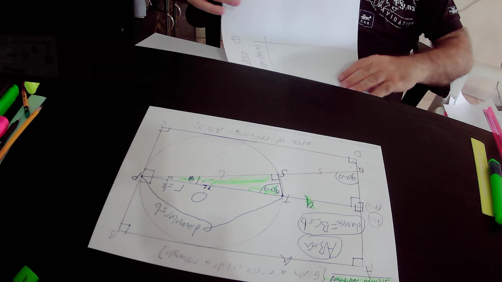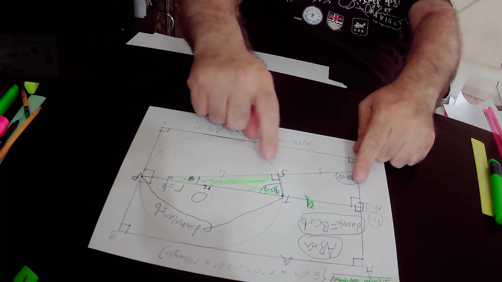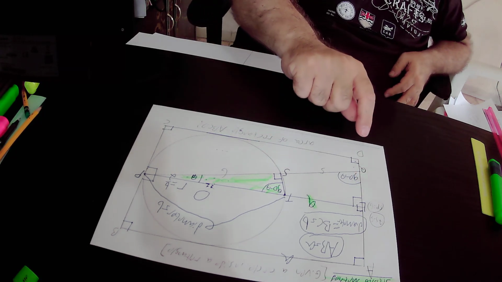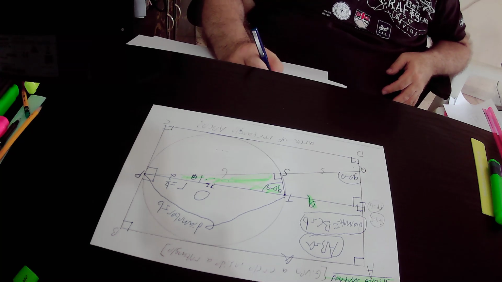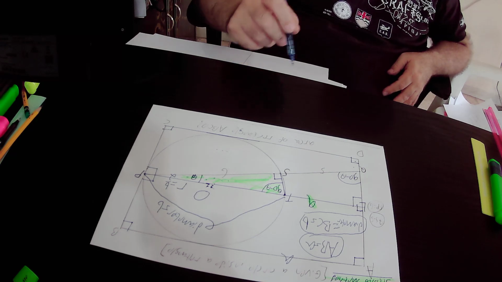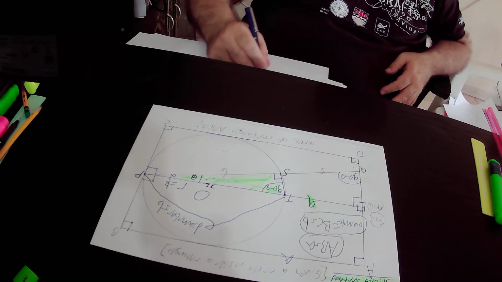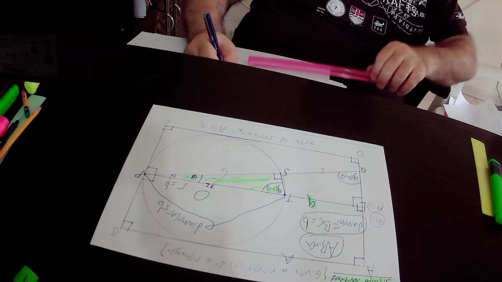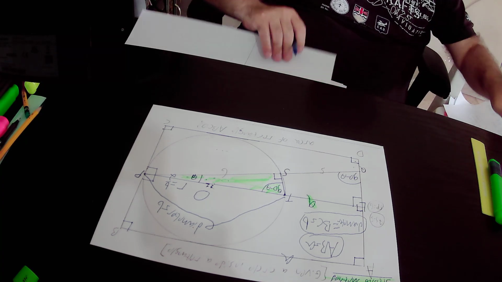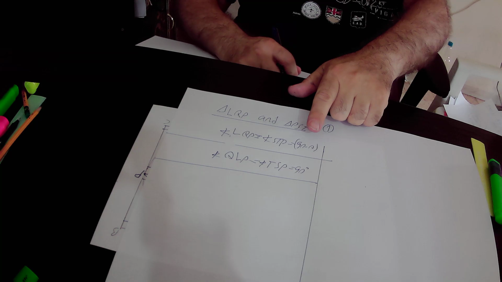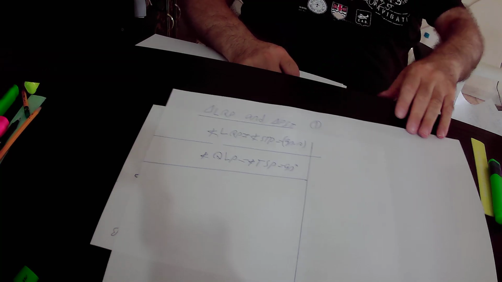In addition, those two angles, they are both equal to 90 degrees, therefore they are equal to each other. So here angle QLP is equal to this angle, that is actually angle TSP. Repeat again. Angle QLP equals angle TSP. They are both equal to 90 degrees, therefore they are equal to each other.